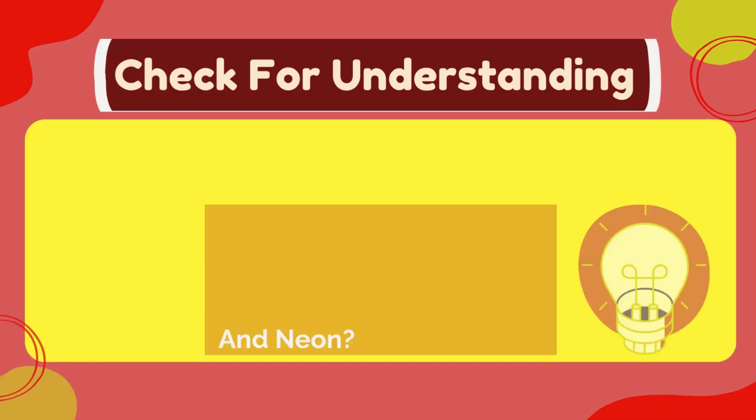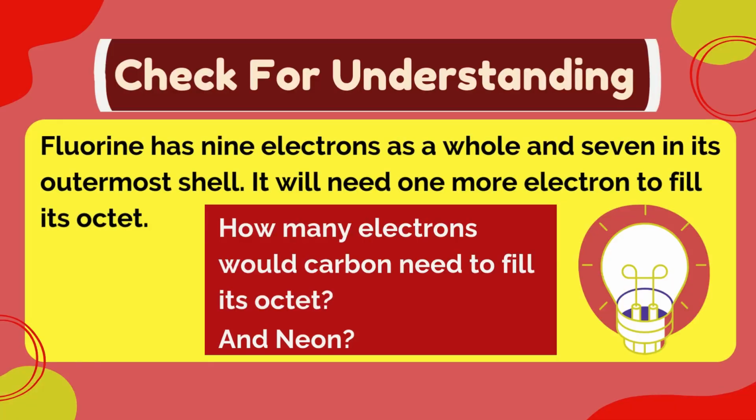Check for understanding about the octet rule. Fluorine has 9 electrons as a whole and 7 in its outermost shell. It will need 1 more electron to fill its octet, because there are 7 electrons in the outermost shell of fluorine.